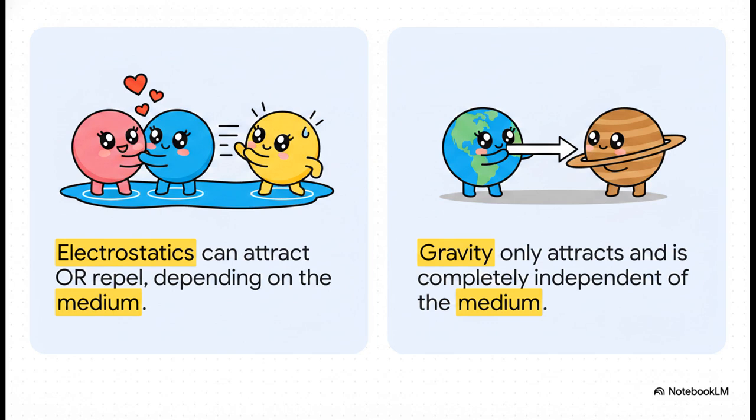Secondly, remember that K constant we just talked about? Well, electrostatic force is totally dependent on the medium you're in. If you drop two charges in a pool of water versus a vacuum, the force changes completely. Gravity, on the other hand, operates with a universal constant. It simply doesn't care if you're in a vacuum, underwater, or buried deep inside a mountain. The gravitational pull remains exactly the same.